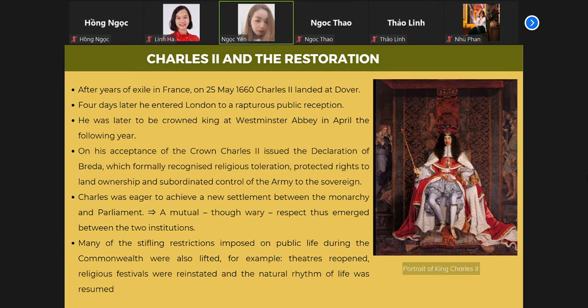Moreover, the country under Charles II has witnessed some good movement. Some stifling restrictions imposed on public life during the Commonwealth were also lifted. For example, the theaters reopened, the religious festivals were reinstated, and the natural rhythm of life was resumed.